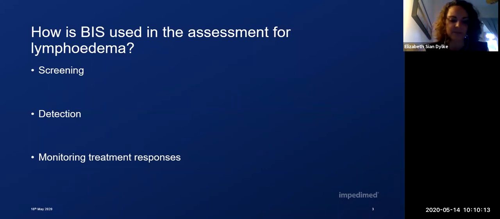So briefly, following on from the presentation a few weeks ago, I just want to make sure we're all on the same page by defining bioimpedance. First of all, bioimpedance is an assessment tool. The outcomes that come from it can be used in various ways to screen for or to detect lymphedema or to monitor a treatment response. While we're using one tool for all of these processes, how we interpret the output may differ, including what thresholds we apply, which will likely differ depending on the context we're using the bioimpedance measurements in, whether it's screening, detection, or monitoring treatment response. And we'll cover these different thresholds more later.